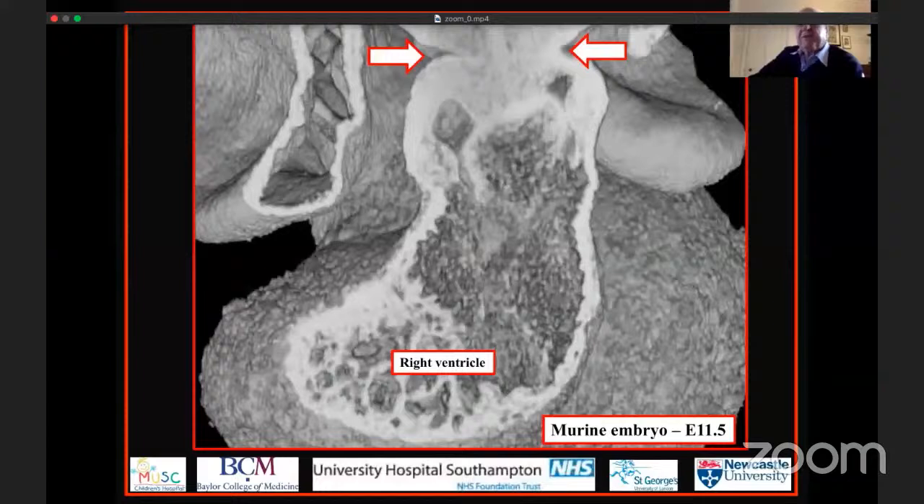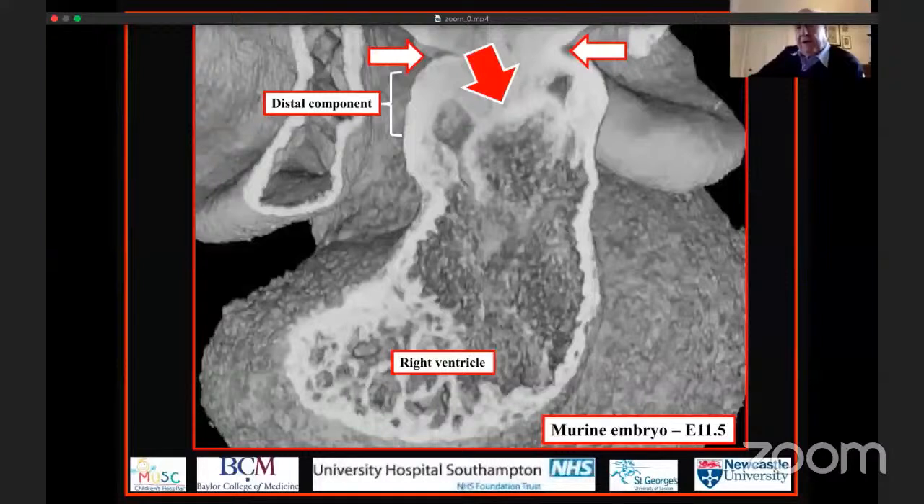And already by this stage, non-myocardial tissues have grown in to fill the distal part of the outflow tract. And that non-myocardial distal part is being separated by a protrusion that is growing from the back wall of the aortic sac. And it is the growth of this protrusion that is dividing the non-myocardial distal outflow tract into the intrapericardial components of the arterial trunks.